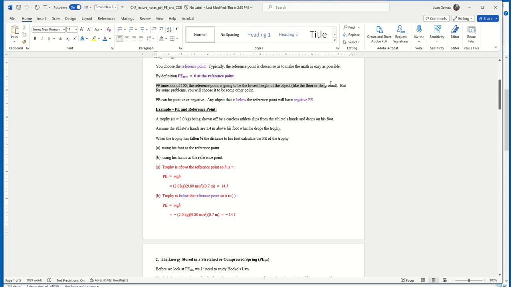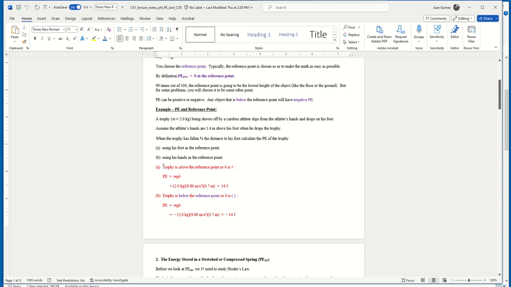99 times out of 100, your reference point is going to be the lowest height of the object. In other words, it starts off at a height of 1.4 meters, and then it lands on his foot. So his foot, i.e. that's where the PE is 0. So that's part A. And part B, using the hands as the reference point.